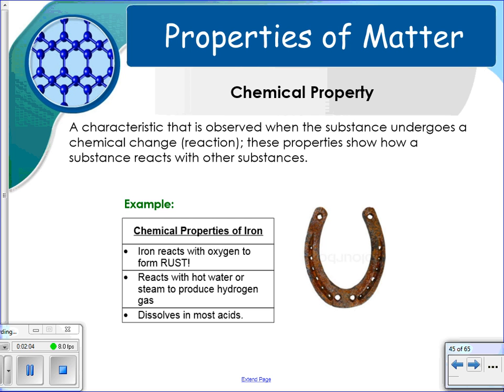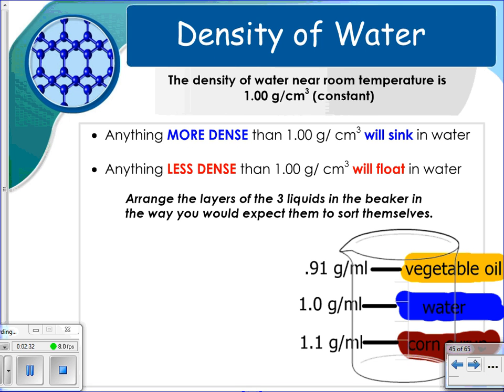intensive or extensive. A chemical property is a characteristic that is observed when the substance undergoes a chemical change, a reaction. These properties show how a substance reacts with other substances. So for example, iron reacts with oxygen to form rust, that would be a chemical property. Reacts with hot water or steam to produce something new, that would be a chemical property there, and dissolves in most acids would also be a chemical property. You'll need to be able to distinguish between chemical and physical properties.